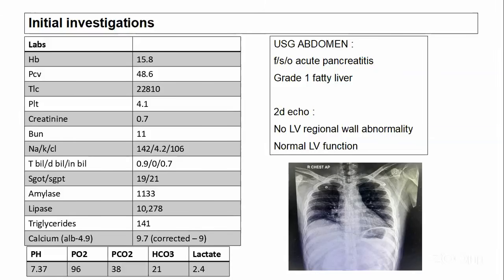Can you tell me what are the components of the SIRS response, and which does this patient have at this point of time? One is heart rate more than 90, that this patient has. Second is respiratory rate more than 20, that also this patient has. Third one would be TLC more than 12,000, this patient has. Fourth one is fever, that this patient doesn't have. Temperature is normal. So he has 3 out of 4. More than 2 is a positive SIRS response.